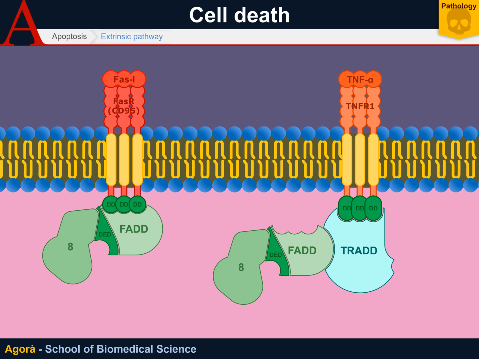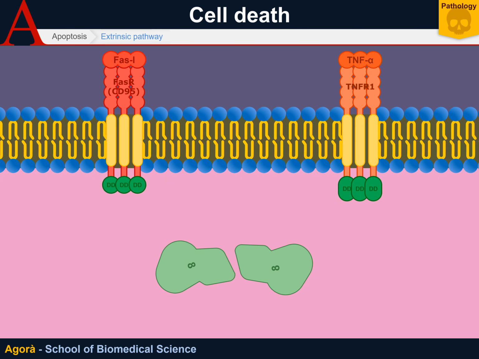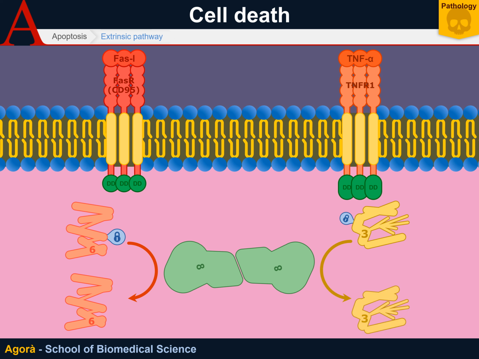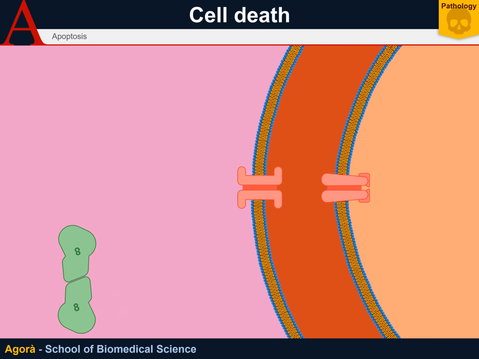When caspases 8 are active, they tend to multimerize with each other in order to increase their activity. Later, they cleave caspase 6 and caspase 3, leading to the activation of the effectors. In this case, there's no real apoptosome formation. Apparently, the two pathways we've seen until now are not so different.